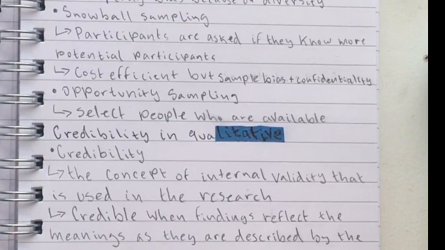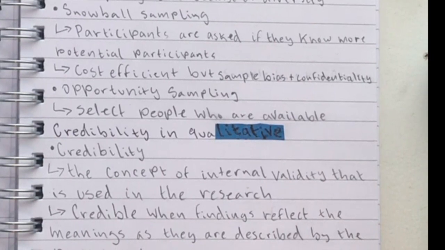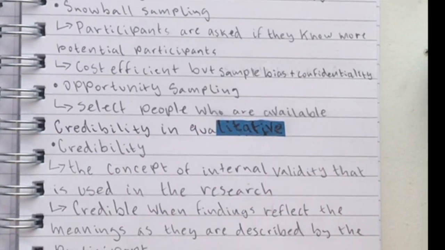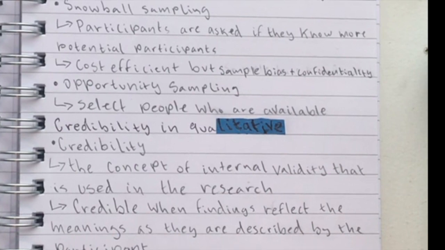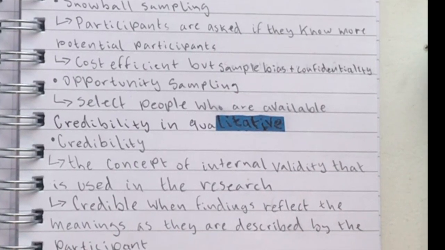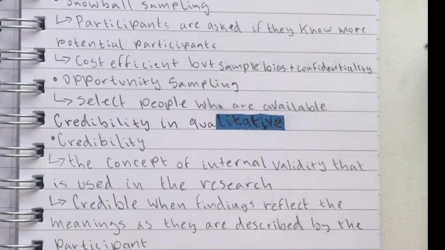Now, the last thing in this higher level chapter is credibility in qualitative data. So before anyone says anything, I don't have whiteout. That's why I used some tape. That's a little funny. But yes.